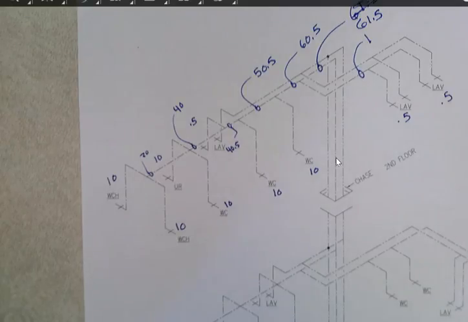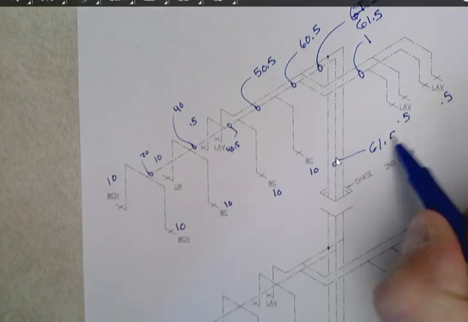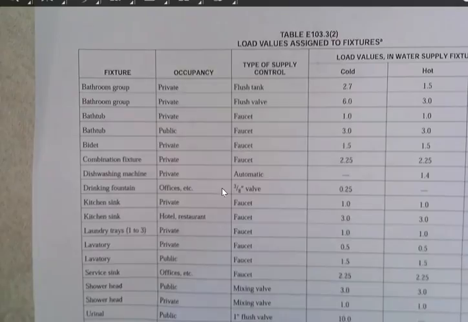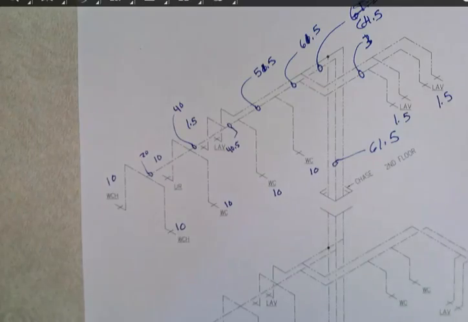And at the same time right here I have 61.5. Okay, so what I noticed is for the lavatory, I used the private instead of public, and the lavatory is 1.5. So we'll just real quickly go in and adjust our numbers for that. Okay, so we went ahead and updated all of our numbers, and ended up with 64.5.